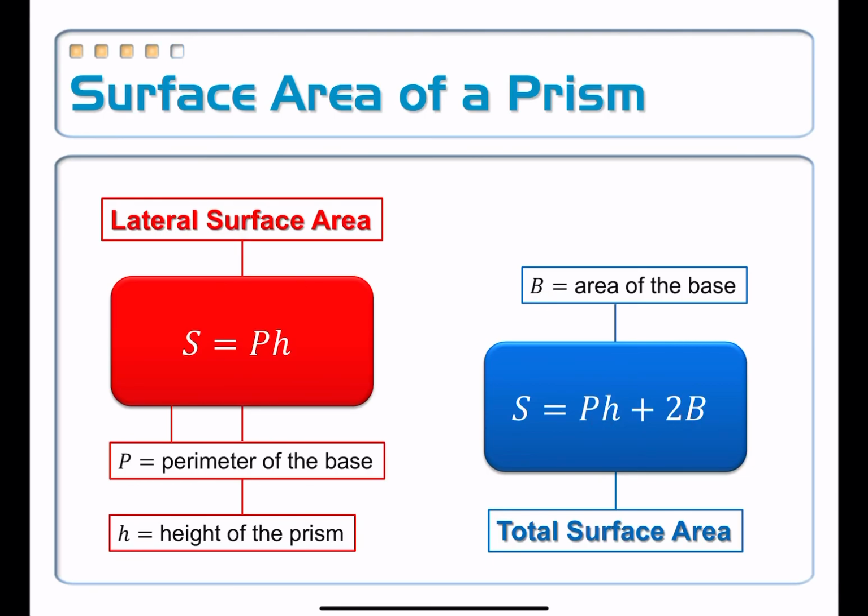Whenever we write down a formula for a given thing, whether it's capitalized or lowercase, it makes a big deal here in geometry. So a capital B means something different from a lowercase b. Capital B means the area of the base, whereas a lowercase b would be just the length of the base.